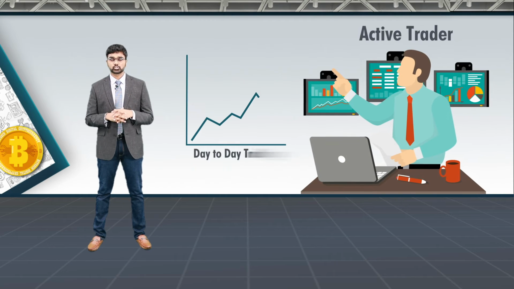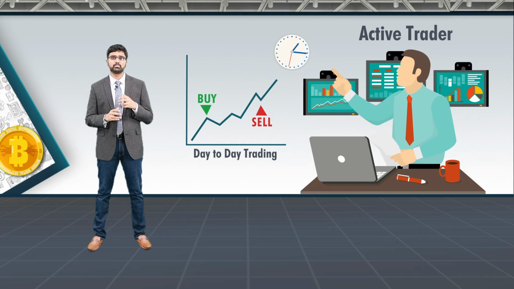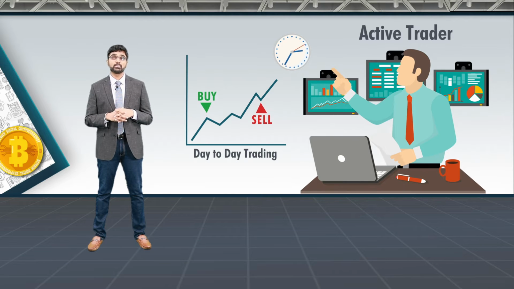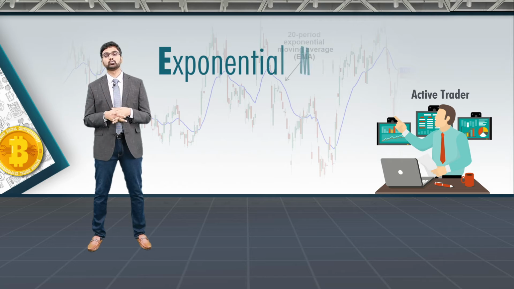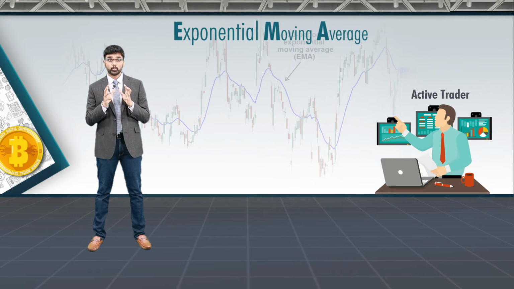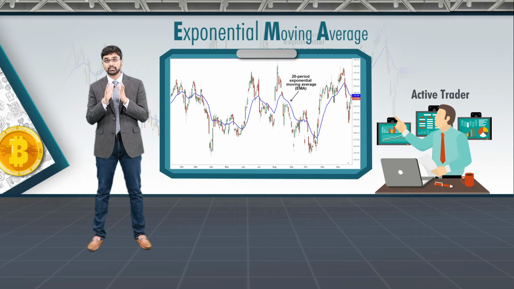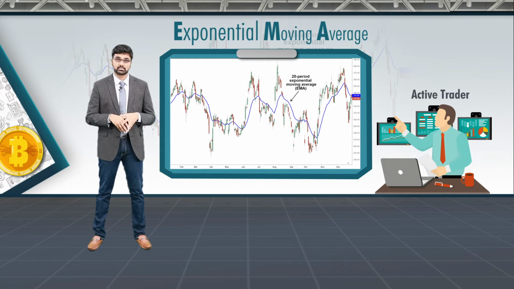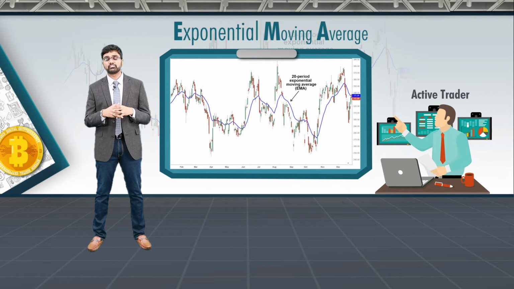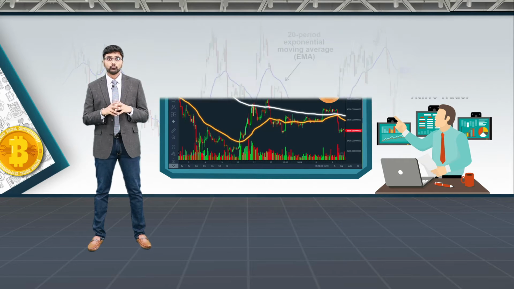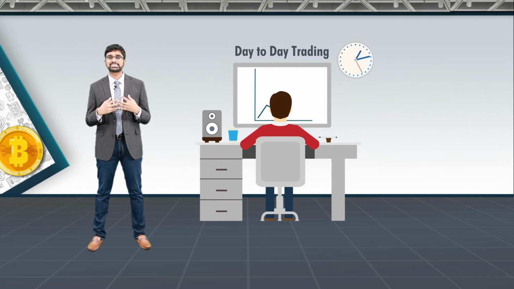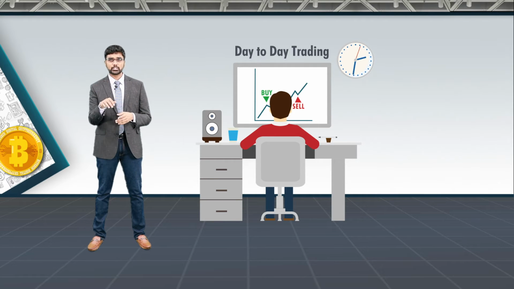For active traders who perform trading on a day-to-day basis, sometimes the SMA might not work. So they do use something called the exponential moving average. Here, the weights are assigned for the recent days and a lower weightage is given to the older days. So the exponential moving average is also a good quantitative factor to check out if a particular crypto is going up or down.